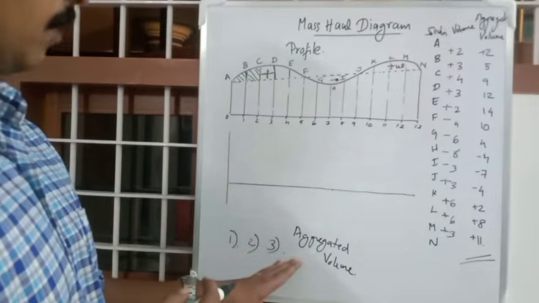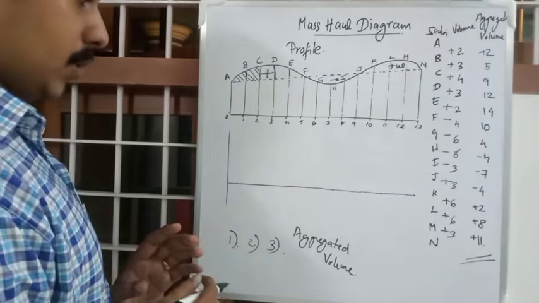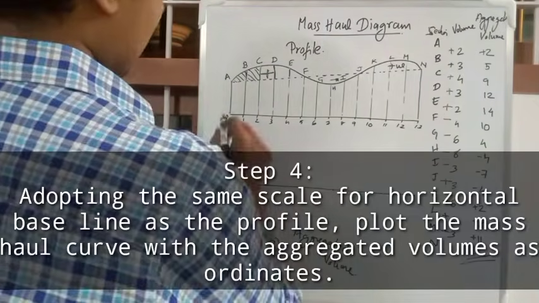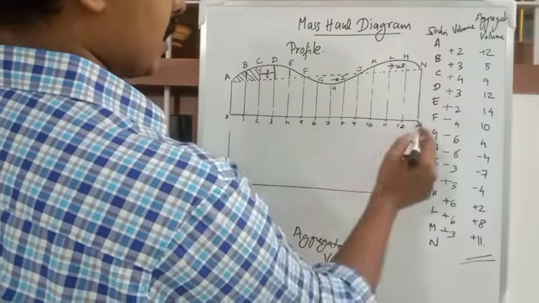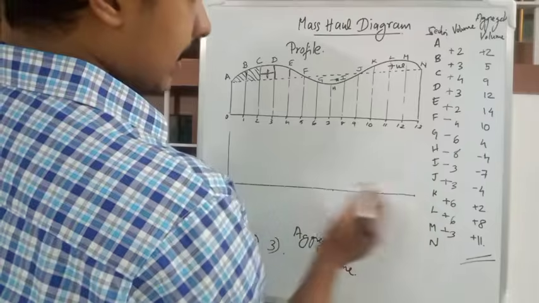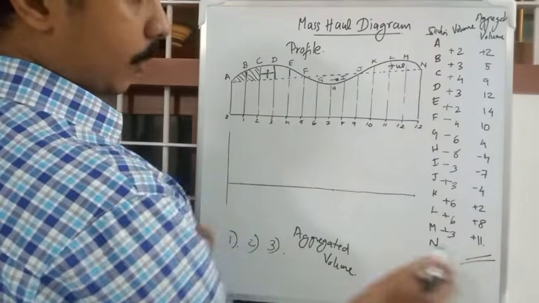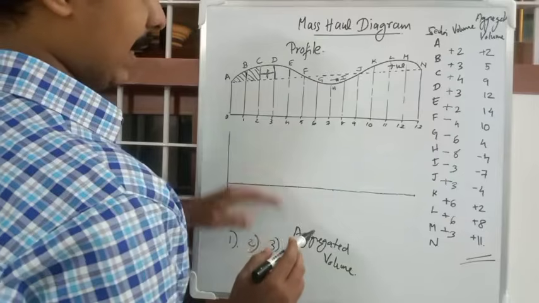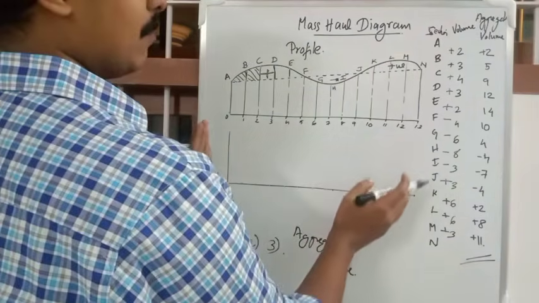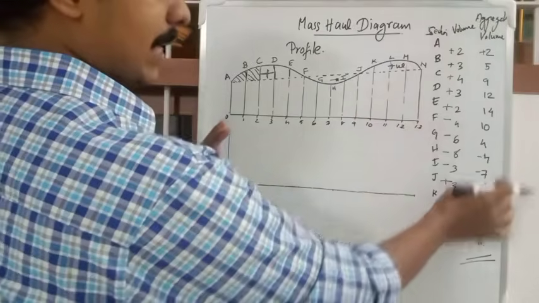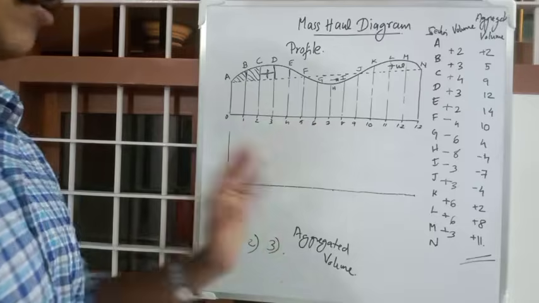Okay, so we have completed step 3, and the last step is, with the same scale of the horizontal profile, from 0 to 13, to plot these aggregated volume values on a positive and negative scale. That is the last step. Then the graph obtained by plotting these aggregated volume values will be a mass Howell curve. That is your result. Okay.